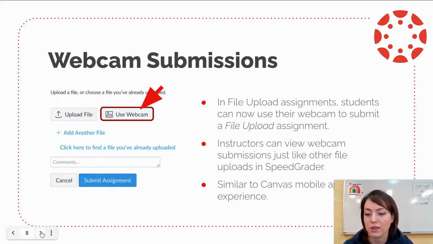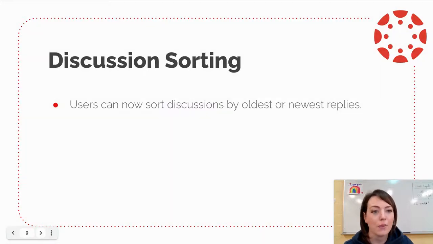demonstrate what they've done. And then the fourth big update is discussion sorting. So if you've been using Canvas discussion boards this month, you can now sort discussions oldest to newest. It seems like a small tweak, but in terms of sorting through and finding those posts that you haven't read yet, it's really nice to be able to sort so you see the newest additions to that thread towards the top.